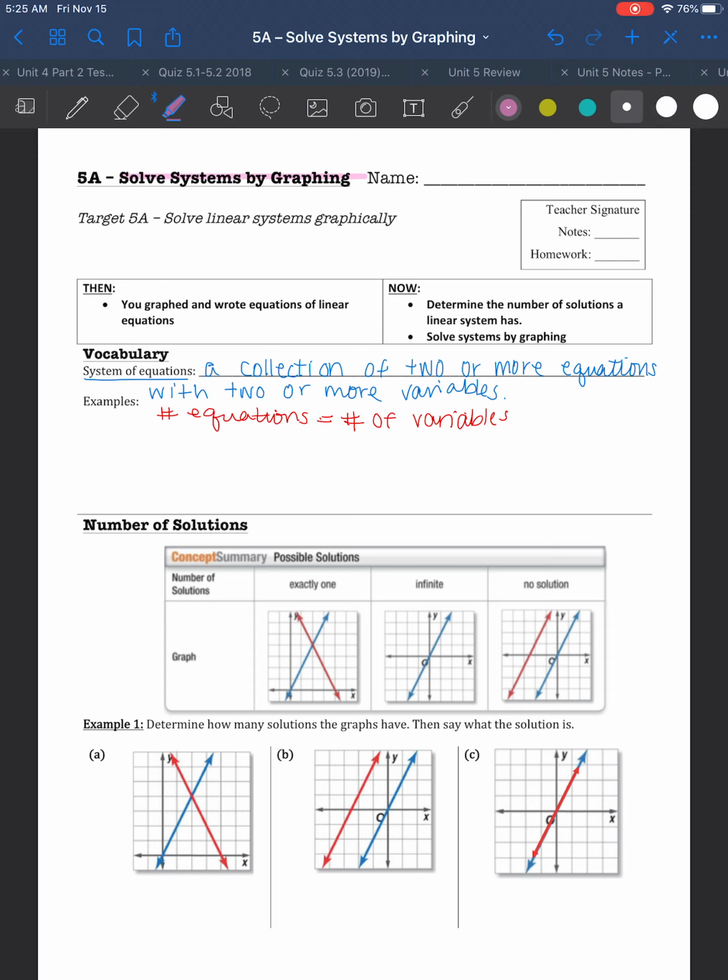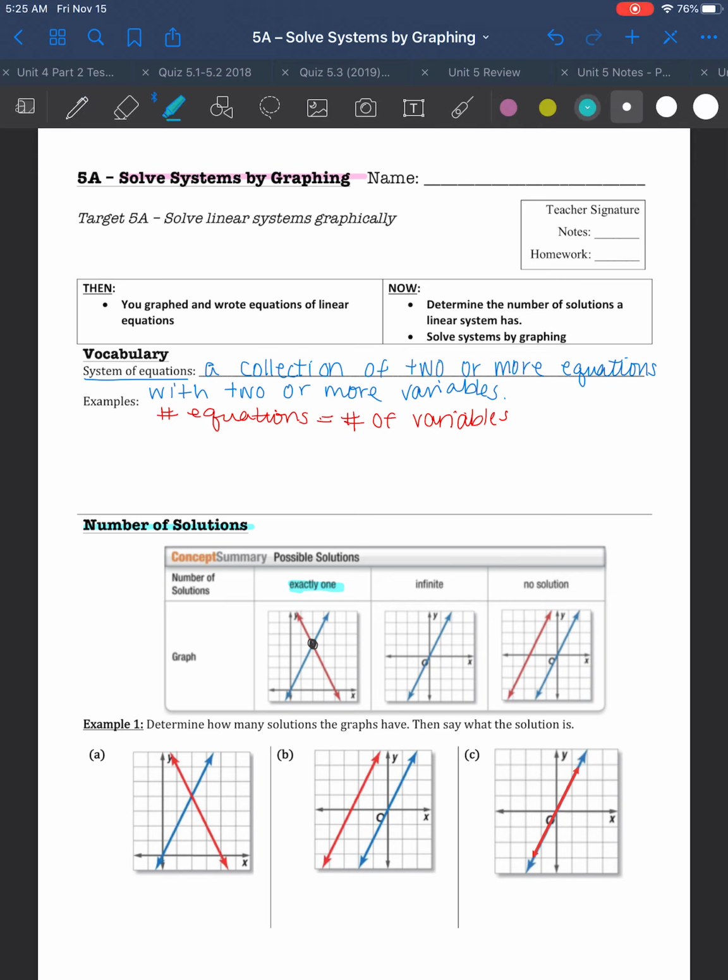The first thing we're going to talk about is the different numbers of solutions that you can have. You can have exactly one solution where the 2 lines cross. That point in the center where they cross would be your solution, because we're trying to figure out when they would have the same x value and the same y value. That is the spot where they both have the x and y value that satisfy the equations.